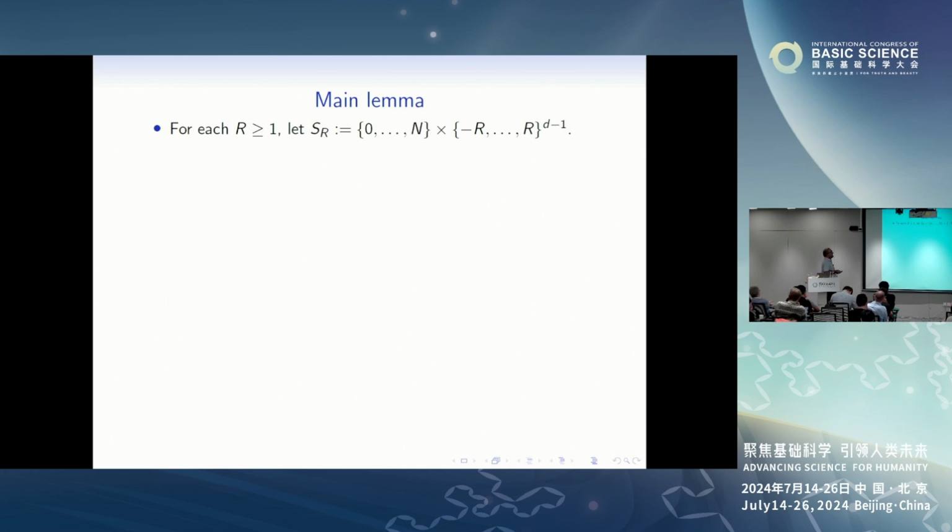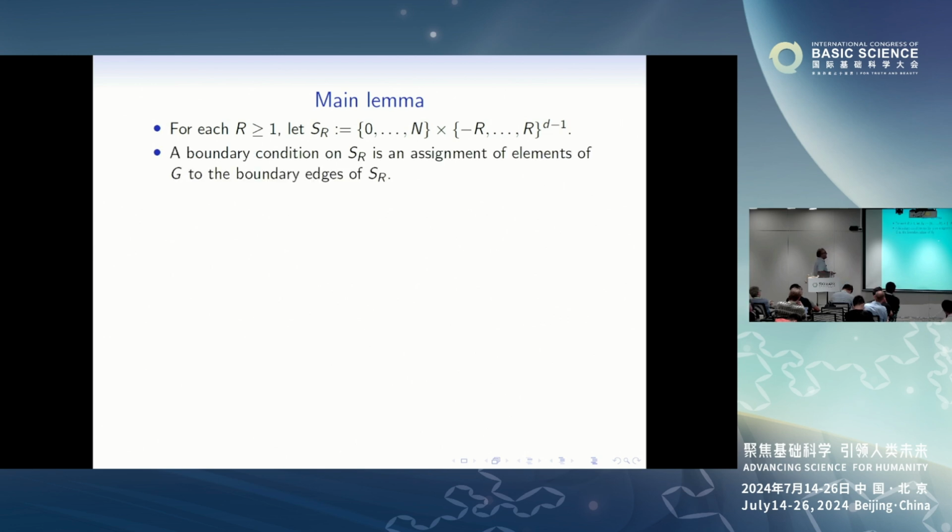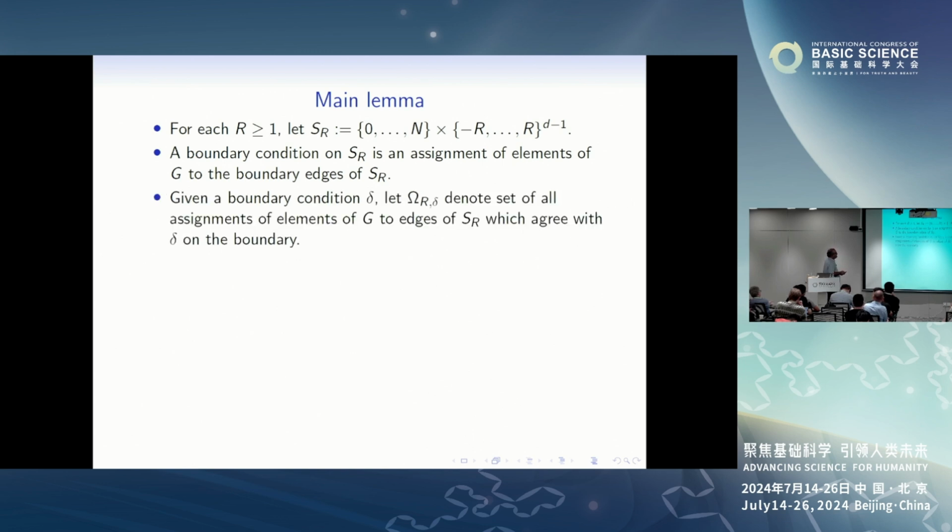Now you take the slab, but you restrict the slab. So the first coordinate is already between 0 and n, but then you restrict it further. The other coordinates you say are between minus r and r. And a boundary condition on SR is an assignment of elements of G to the boundary edges of this restricted slab. And then again, you define configurations which agree with this boundary.